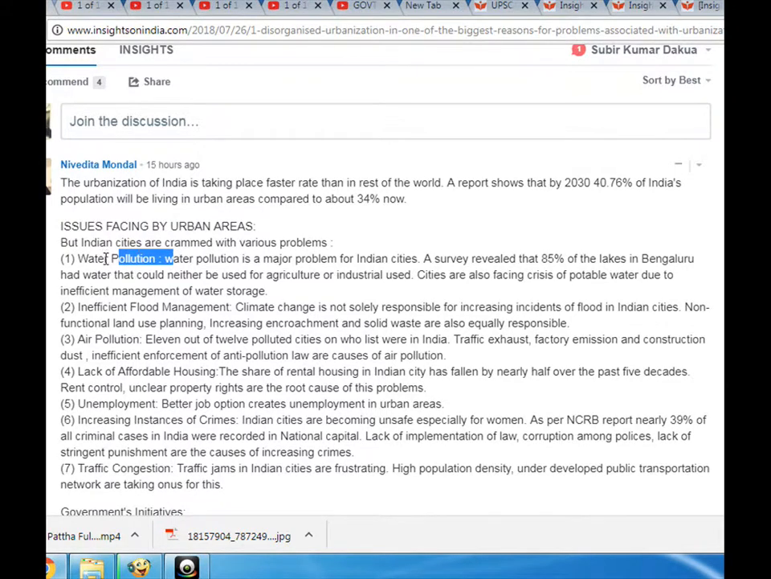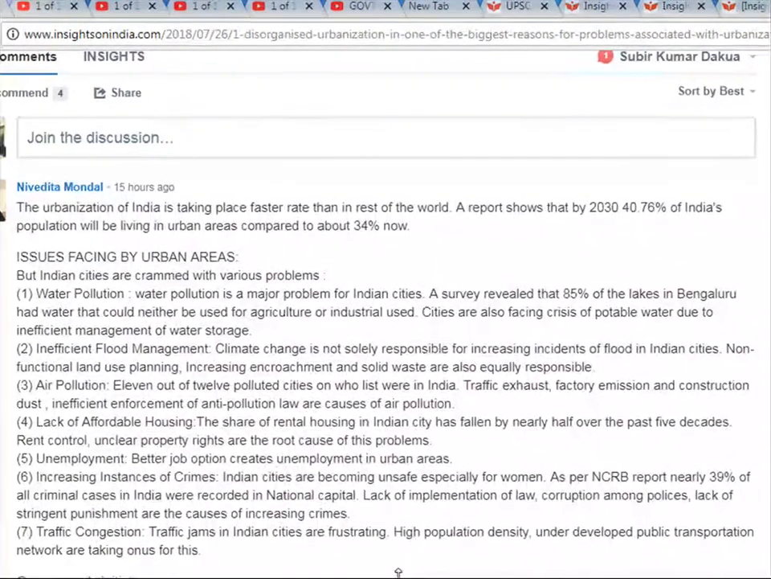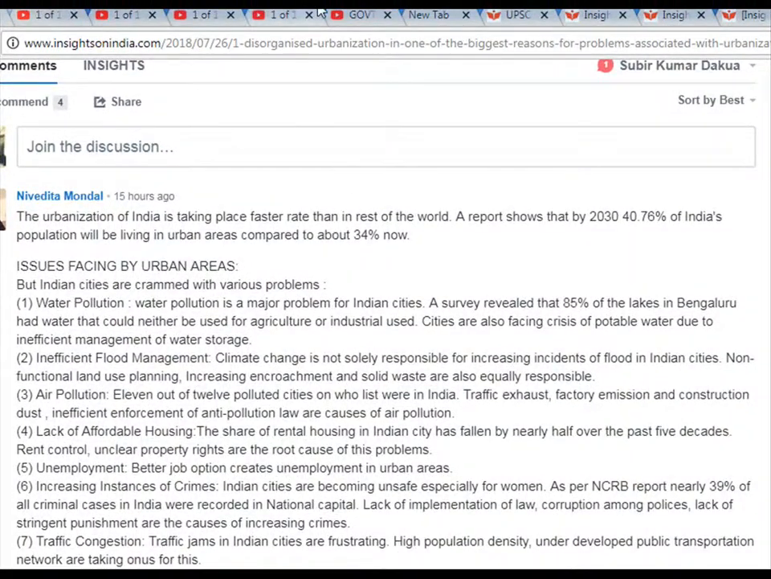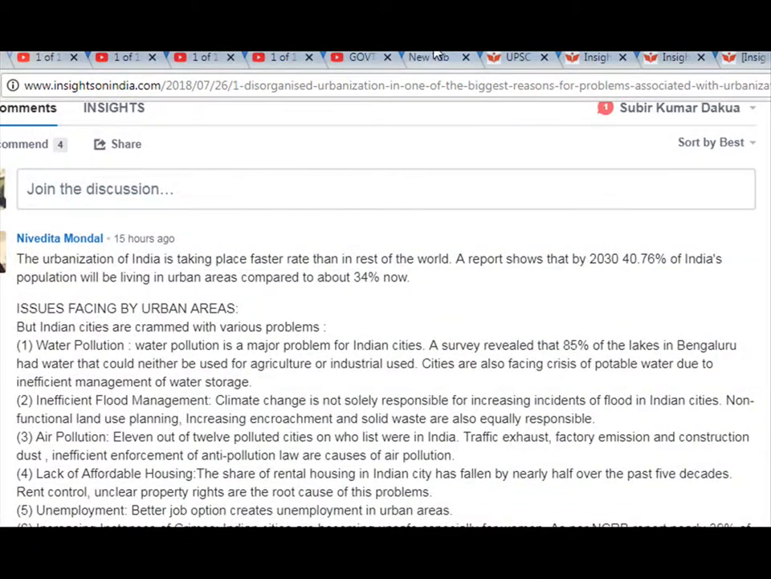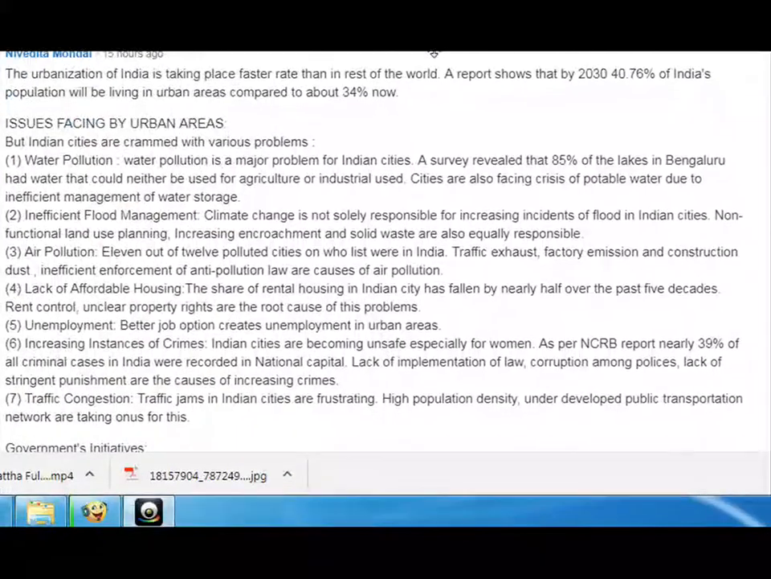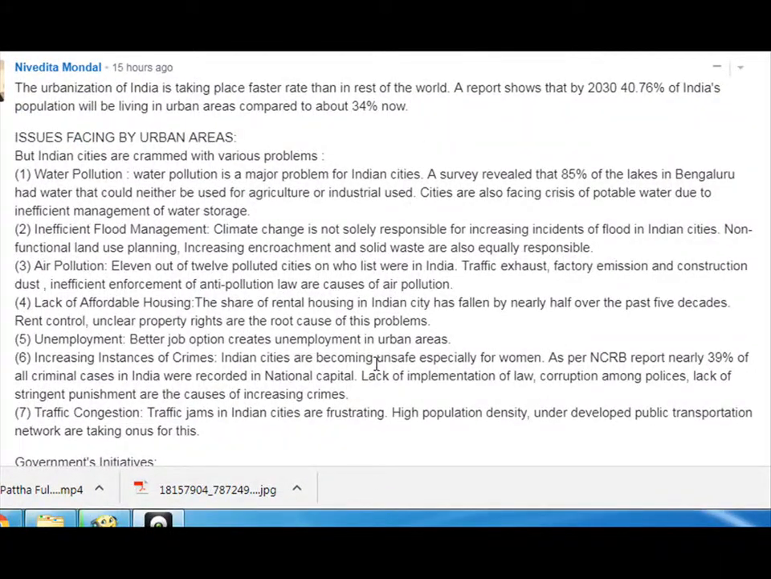1. Water pollution. Water pollution is a major problem for Indian cities. The survey revealed that 85% of the lakes in Bengaluru had water that could neither be used for agriculture nor industrial use. Cities are also facing a crisis of potable water due to inefficient management of water storage. 2. Inefficient flood management. Climate change is not solely responsible for the increasing incidence of floods in Indian cities. Non-functional land use planning, increasing encroachment and solid waste are also equally responsible.